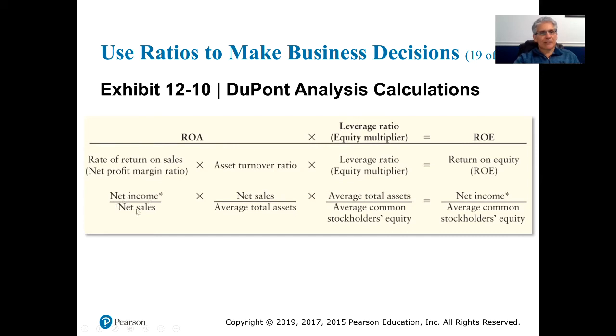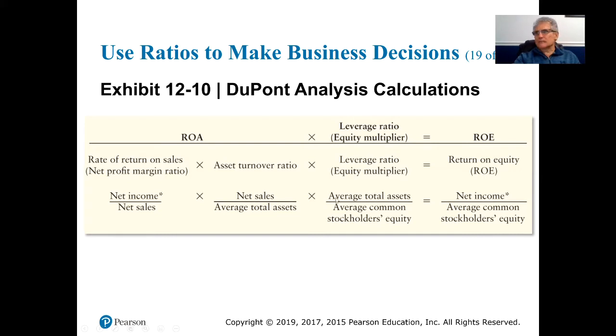That's net income divided by net sales, which is going to be multiplied by the asset turnover ratio. Well, the question is how do we come up with that? That ratio is computed by taking net sales and dividing by average total assets. And then we'll multiply this by the leverage ratio, the equity multiplier. The way we compute that is taking average total assets and dividing it by average common stockholders' equity. And then whatever this amount comes to, it actually equals net income divided by average common stockholders' equity, which is really the ROE.